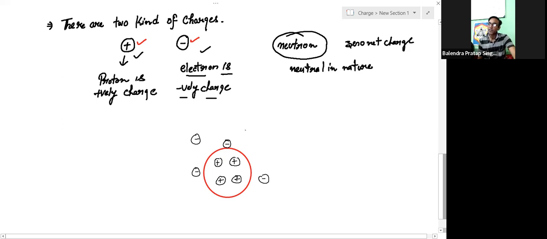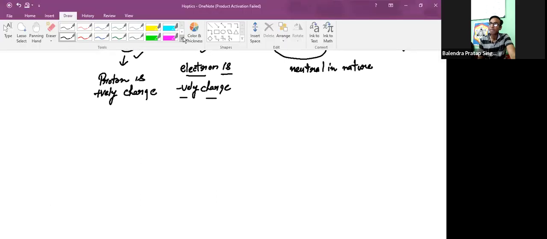So if an atom has 4 positive and 4 negative charges, then we consider it a neutral atom. In reality, an atom which is in a neutral state has equal amounts of positive and negative charges. So this is just an explanation of how charge exists inside the atom or around the atom.